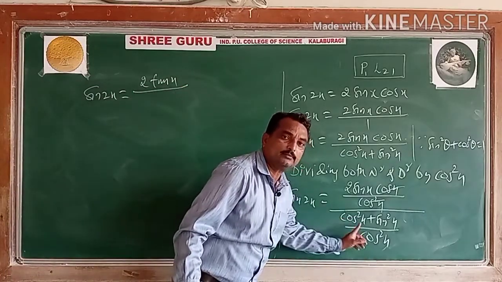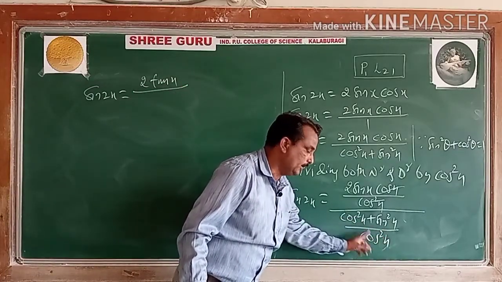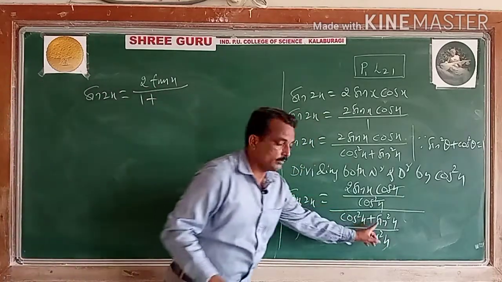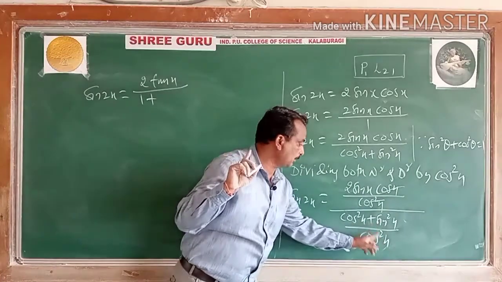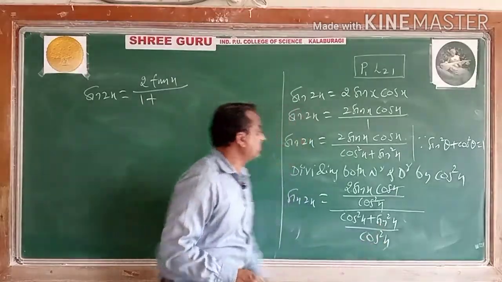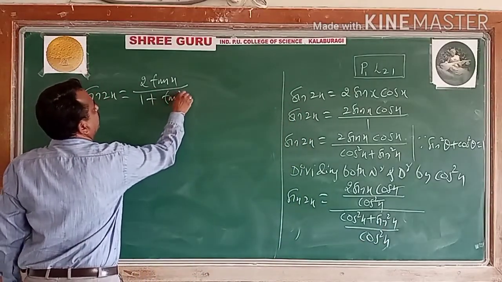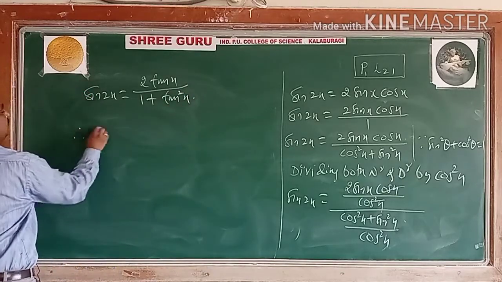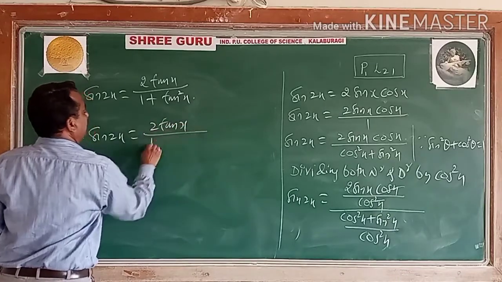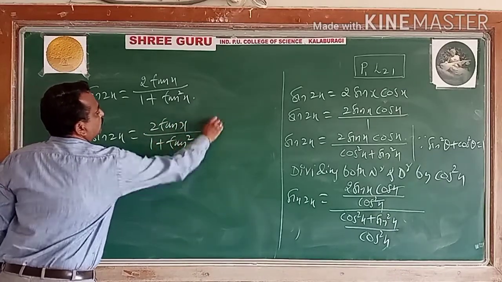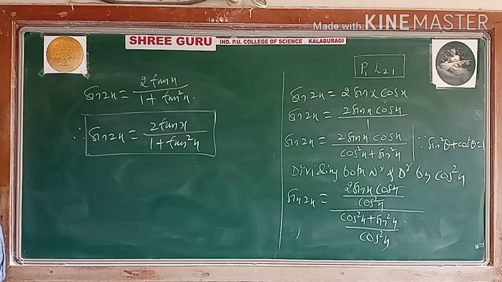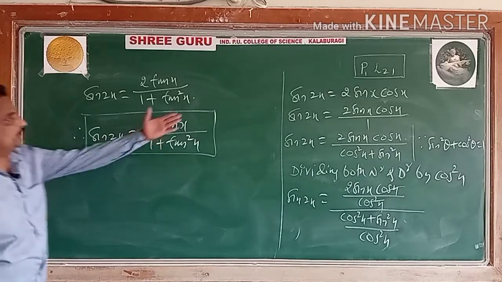Similarly, in the denominator, cos square x divided by cos square x becomes 1, plus sin square x by cos square x, which is tan square x. So this is sin 2x in terms of tan: sin 2x equal to 2 tan x divided by 1 plus tan square x, using this result.